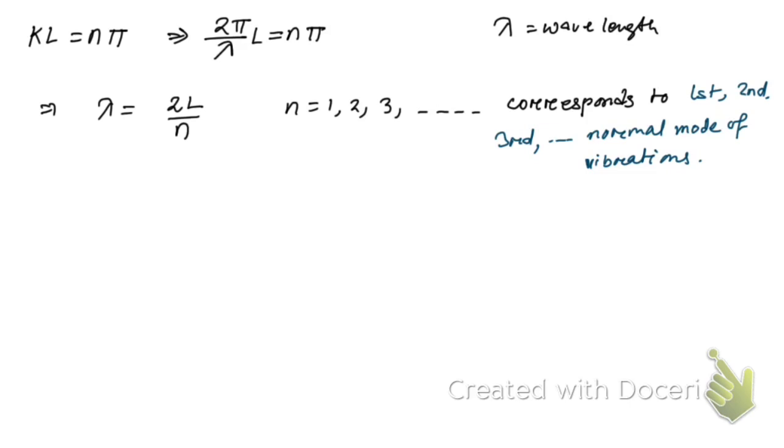Okay, of the string. So here n cannot be taken as 0, because if you take it 0, this is going to be not defined. So that's the reason here. So now here you see, first normal mode of vibration.